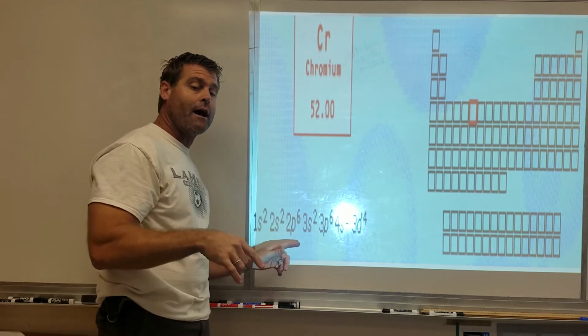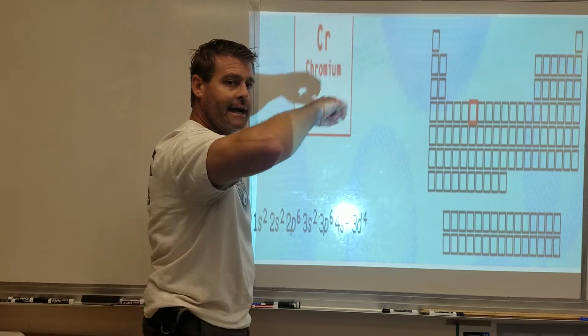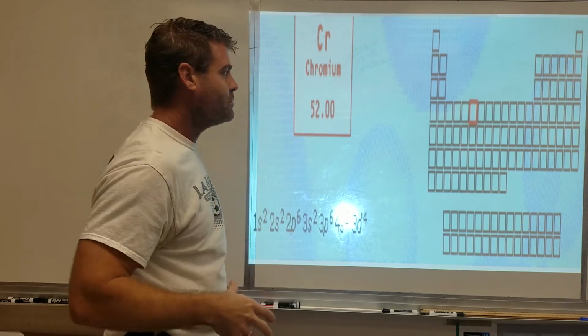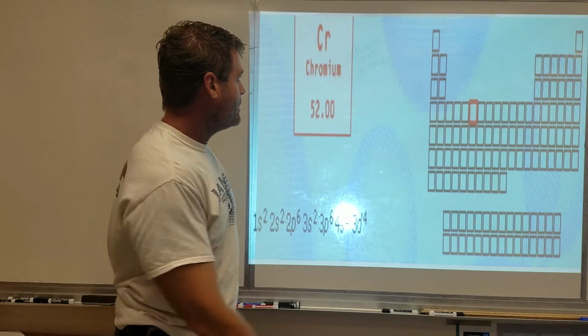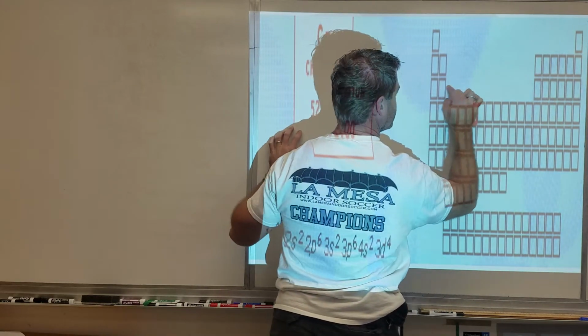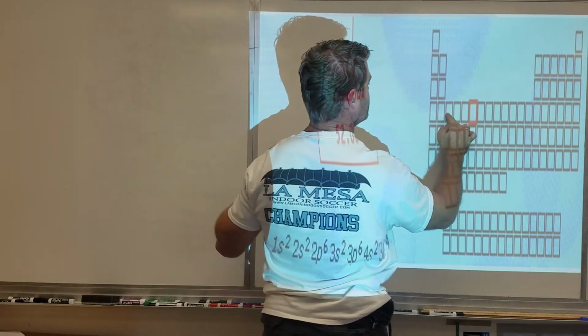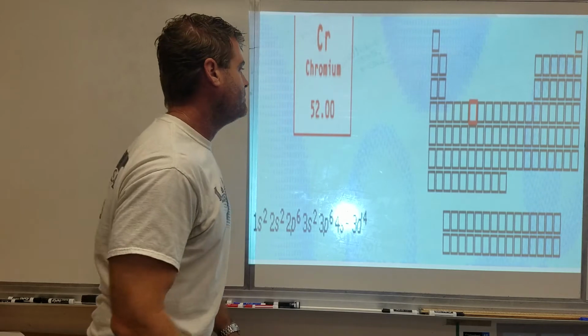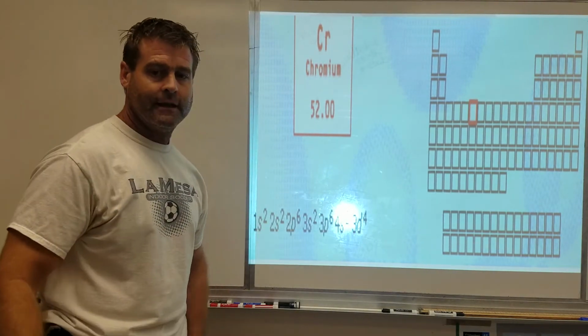Remember, up until now, you guys have been using that orbital filling diagram. You guys remember with the arrows? That's what you would write down, okay? So it was, check it out guys, 1s2, 2s2, 2p6, 3s2, 3p6, 4s2, and then 3d4, okay?